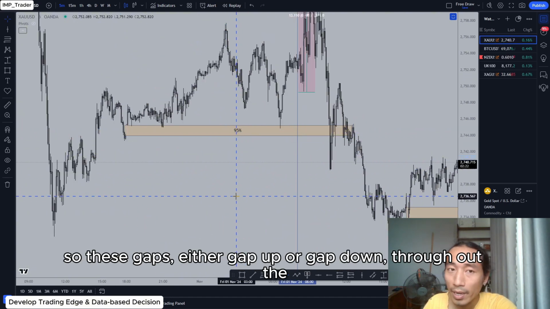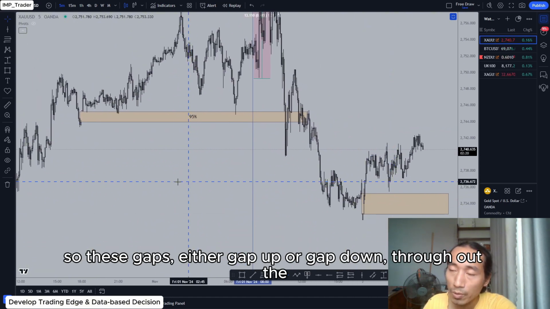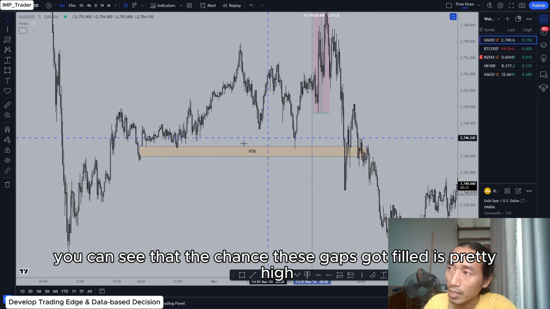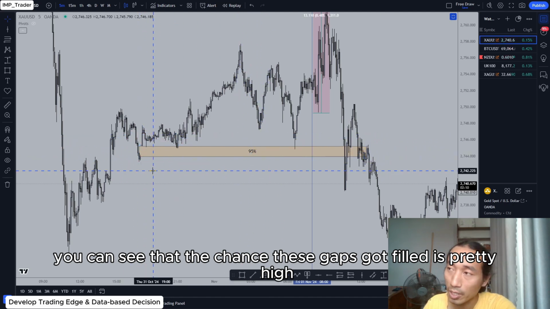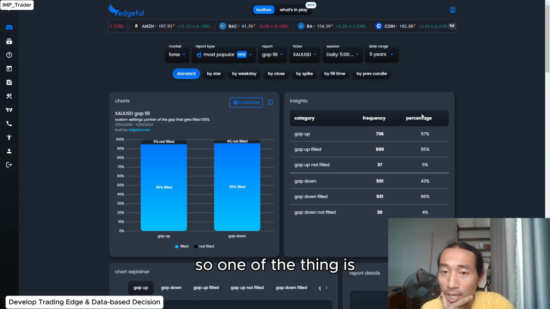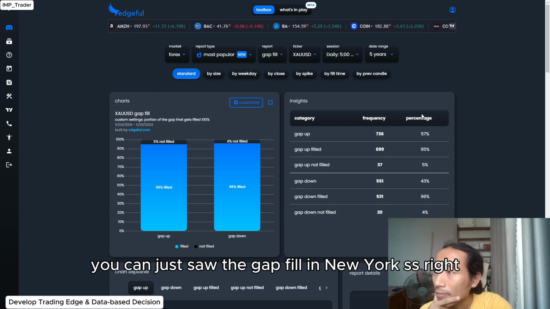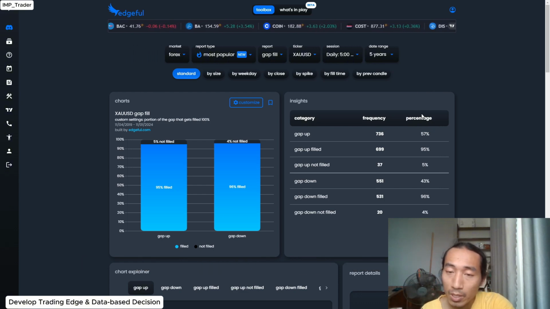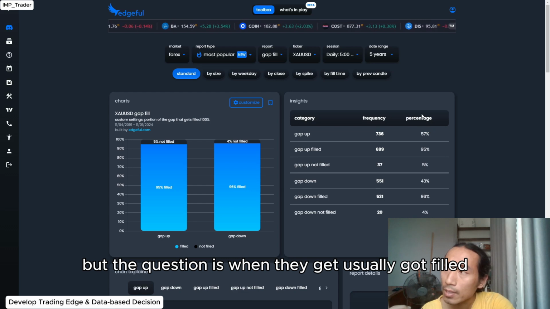So the gap, either gap up or gap down, throughout the data up to around 5 years back on FX4, you can see that the chance that the gap got filled is pretty high. So one of the things is you can just see the gap fill in the New York session, right? So we have the gap fill probability. But the question is when the gap usually got filled.